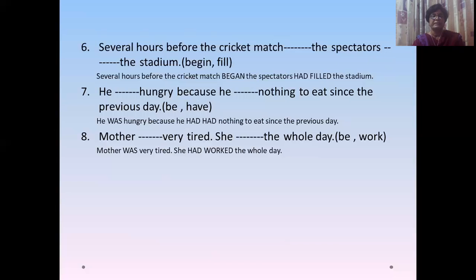Now, number 8 sentence: Mother ___ very tired. She ___ the whole day. We have be and work as verbs in the bracket. The mother was very tired. So in the first blank, we have filled it with past indefinite tense. And in the second one, she had worked the whole day. That is the past perfect tense of the verb.